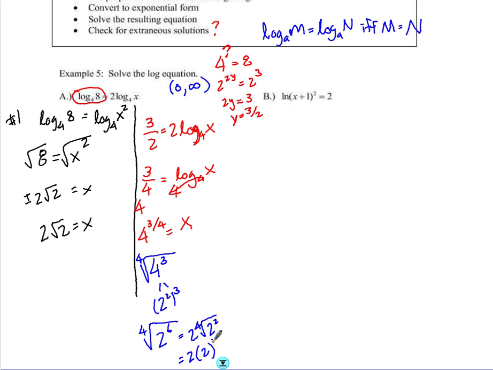So again, both these answers are acceptable, and there are 2 different ways to get to the same result. Either way, when I look at these problems, I only have one solution, and it's going to be 2 root 2 or 4 to the 3/4 power.